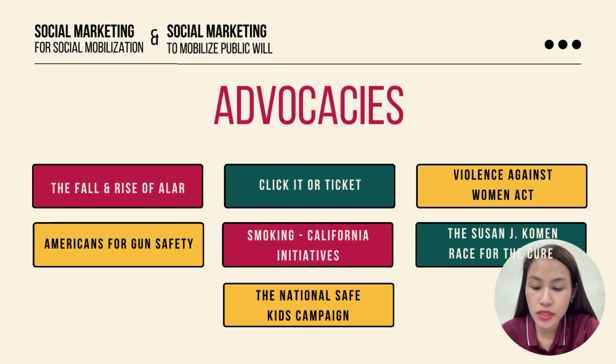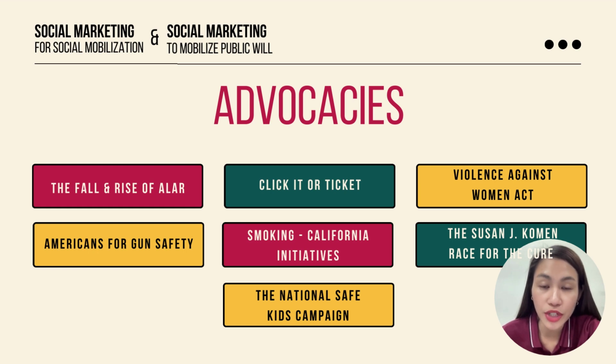The following advocacies illustrate elements of the previously described theoretical frameworks. They are as follows: the fall and rise of Alar, Americans for Gun Safety, Click It or Ticket, Smoking, California Initiatives, Violence Against Women Act, the Susan G. Komen Race for the Cure, and the National Safe Kids Campaign.